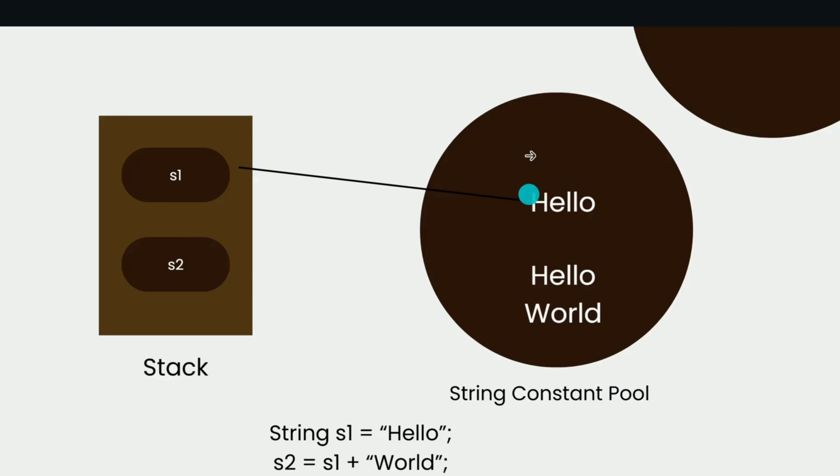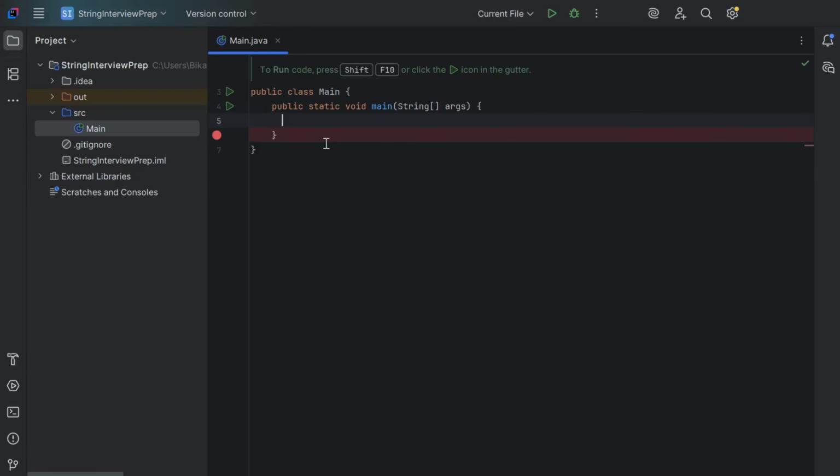It didn't change the hello. It just created a new object of hello world, and s2 is referring to hello world, because here s2 is equal to s1 plus world. We did the concatenation. Let's understand this with the same example.